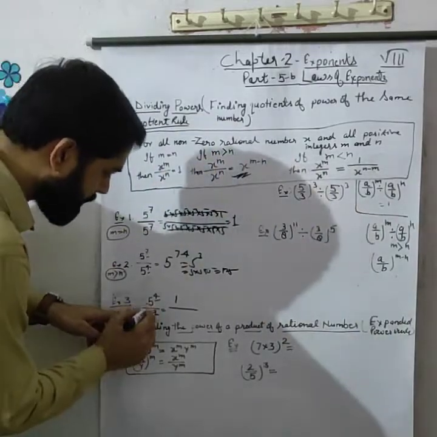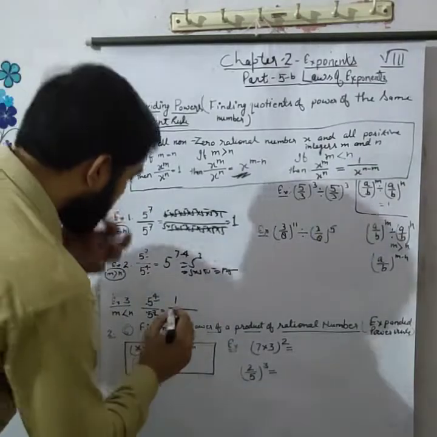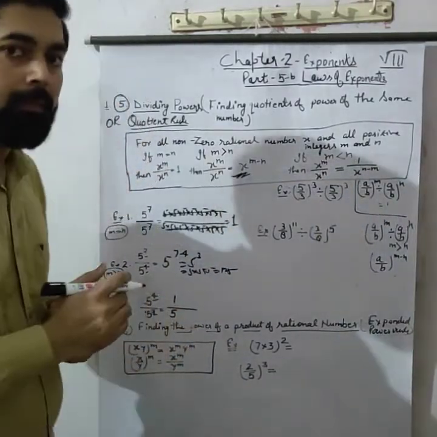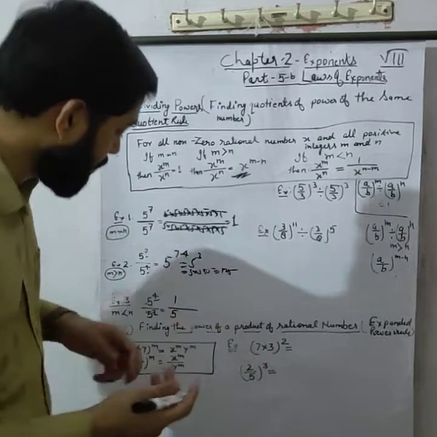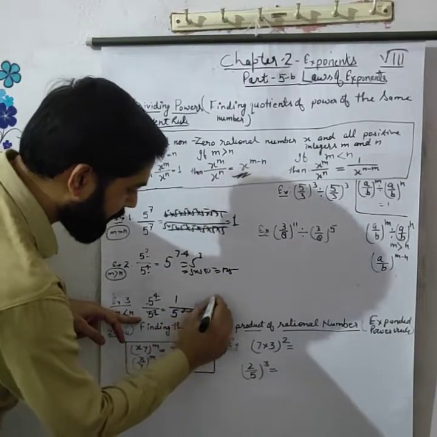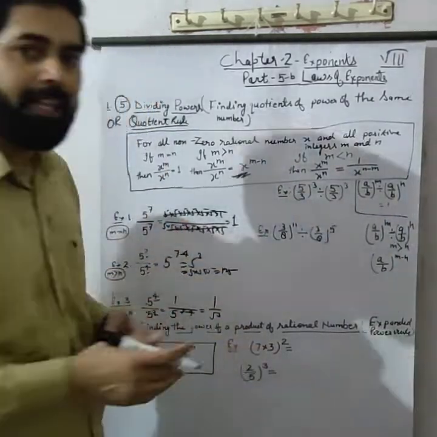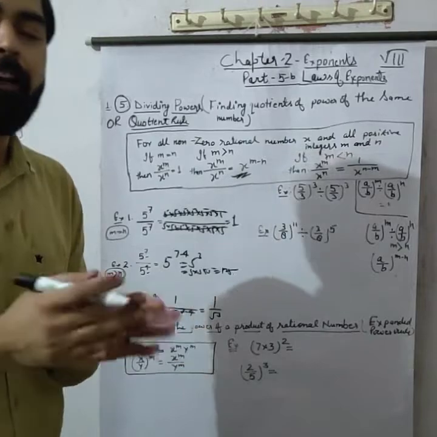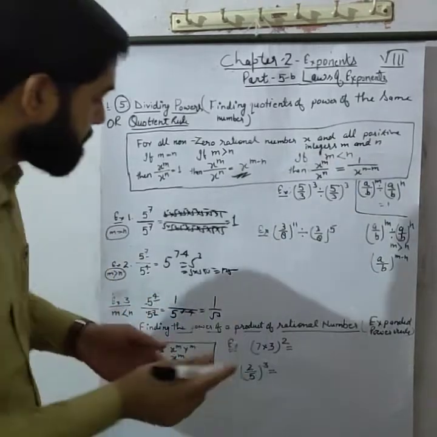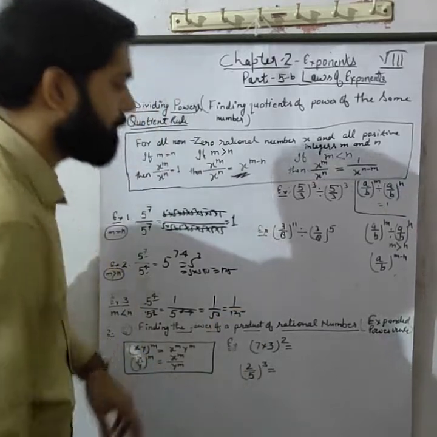X means these numbers are the same, so we can write the base only once. So we can write only 5, then raised to the power 7 minus 4. Then the answer will be 1 upon 5 raised to the power 3. If the question says simplify or find the value, we can find it easily. It is equal to 1 upon 125.